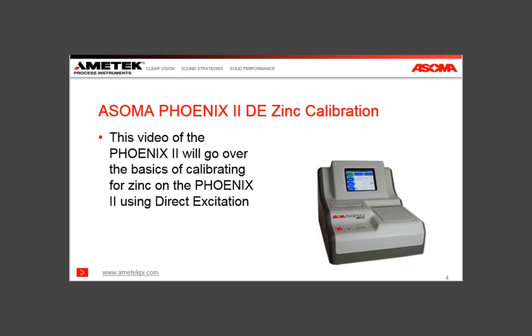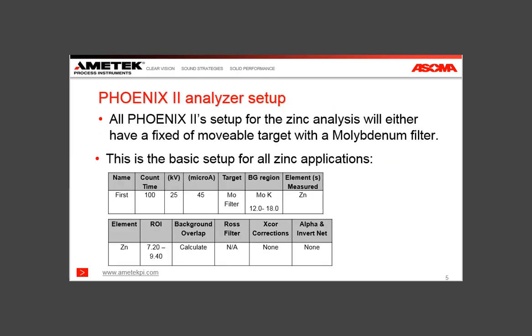This video of the Phoenix II will go over the basics of calibrating for zinc on the Phoenix II using direct excitation. All the Phoenix II set up for the zinc analysis will either have a fixed or a movable target with a molybdenum filter. This is the basic setup for all zinc applications.